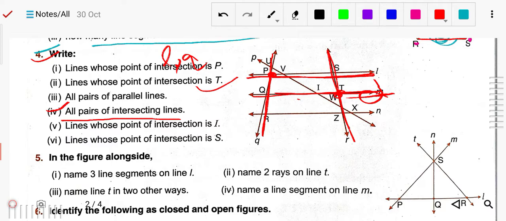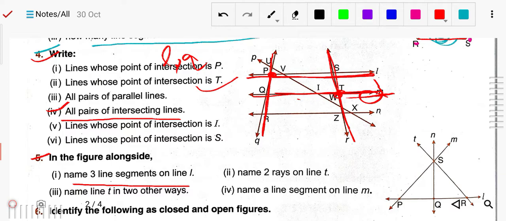Now next is number 5, in the figure alongside. Name 3 lines on line L. So check how many 3 lines are there on L. First, like P, you can see name 3 line segment on line L.